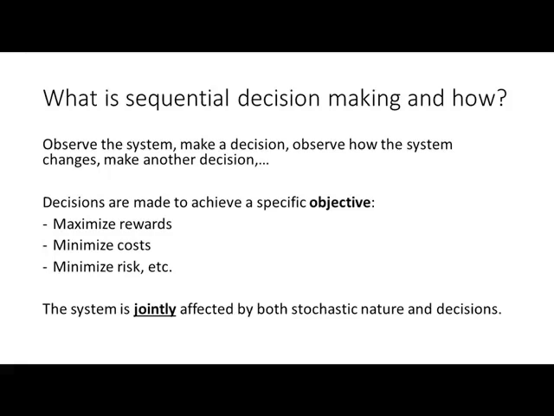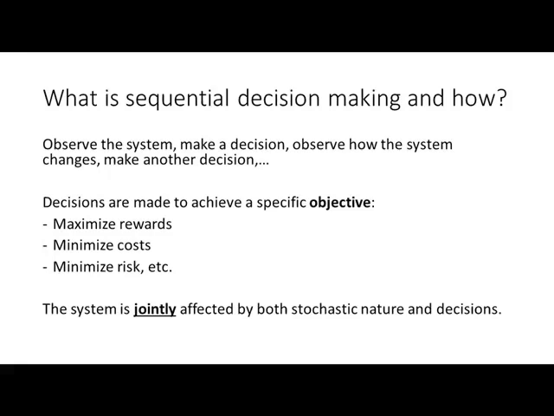And now, what is sequential decision making, and how do we make it? Well, sequential decision making is actually very easy, and it's very intuitive. First of all, we look at the system, which is stochastic. We observe the state the system is in, and we make a decision based on our observation. And then we observe how the system changes after we make the decision, and we make another decision when it's time. So we keep doing this until we have either reached a state of death, or we have reached a state where we're satisfied with our decision or with our rewards.